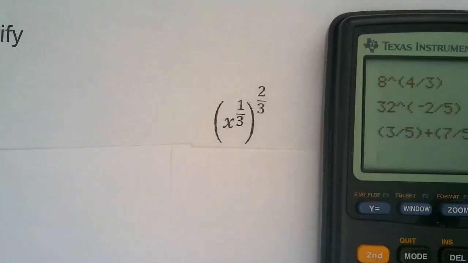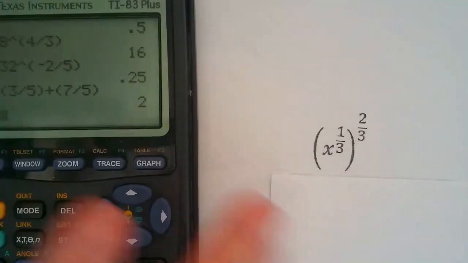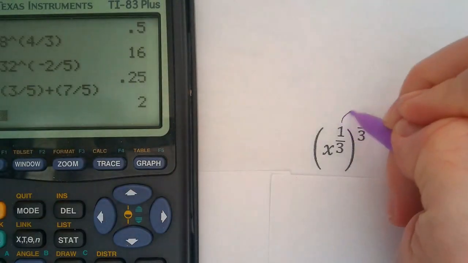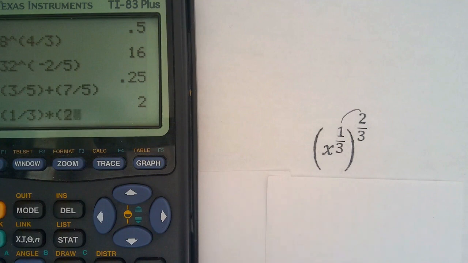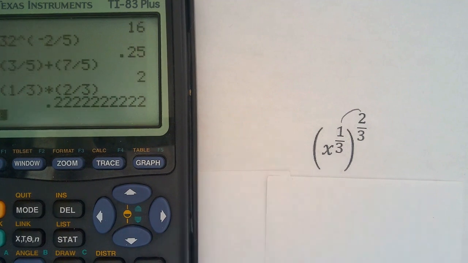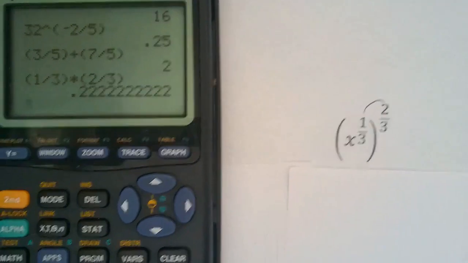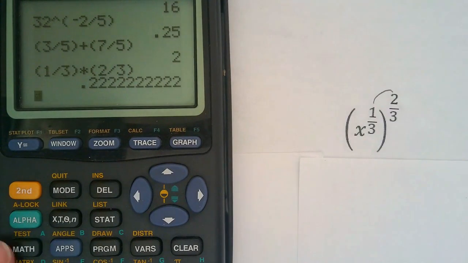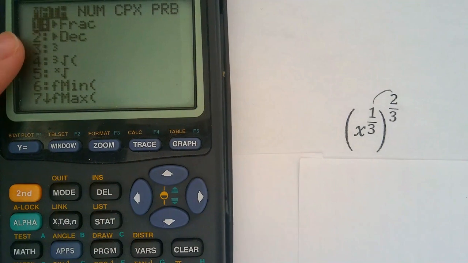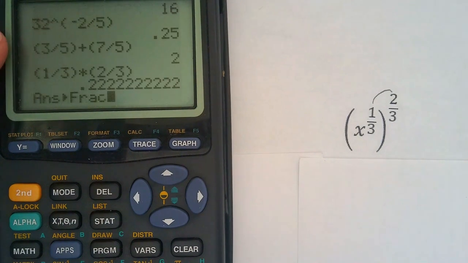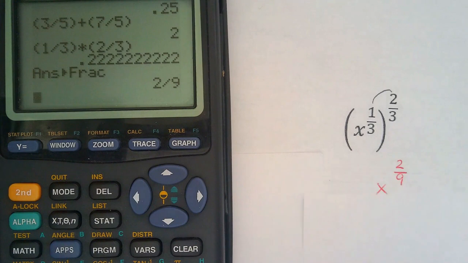And then over here, we've got a power to a power. So that means we are going to distribute those exponents. So I'm doing 1/3 times 2/3, and I get that big long decimal. Remember, you have the power to change it to a fraction. So hit math. And then the top one will change it to a fraction, the second will change it to a decimal. So we want to change it to a fraction, hit enter. So I would get 2/9. So x to the 2/9.